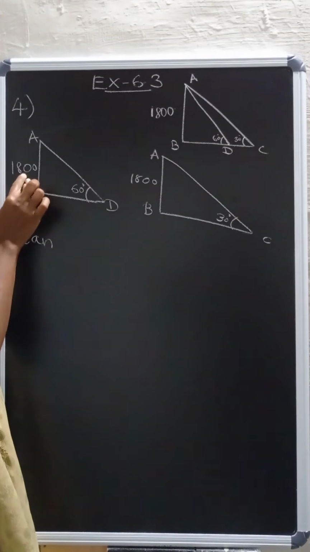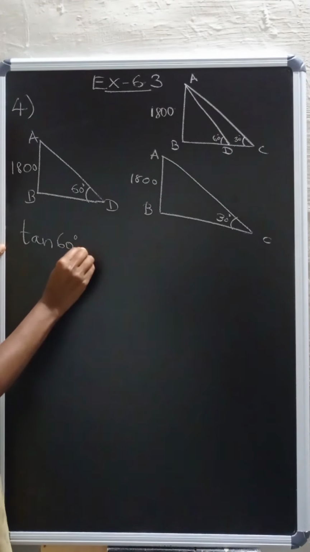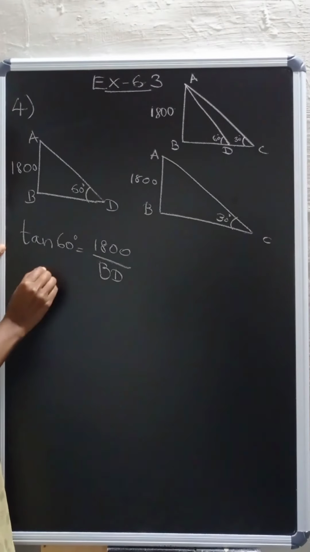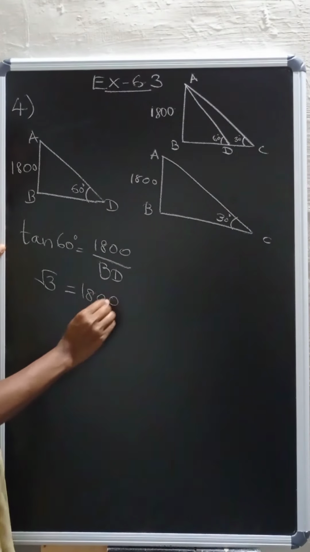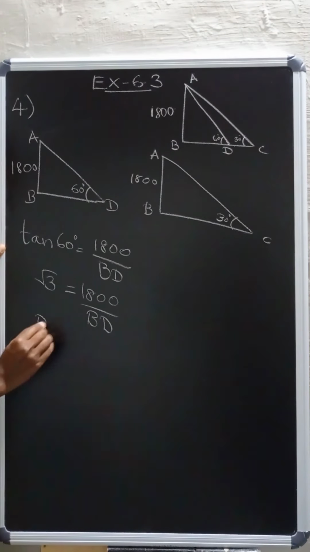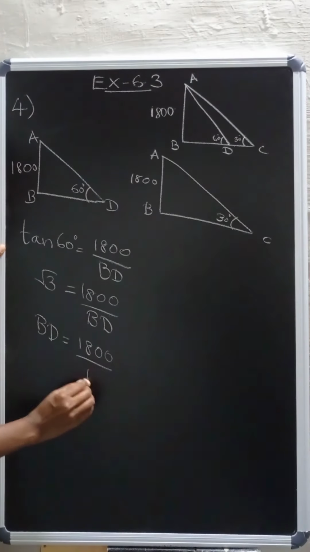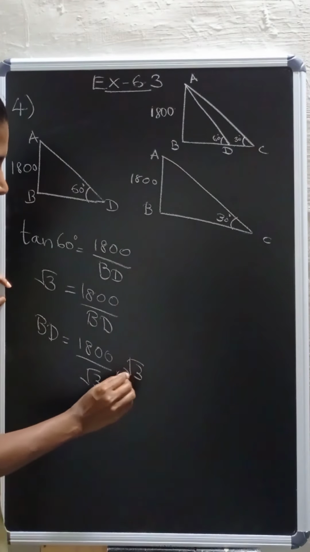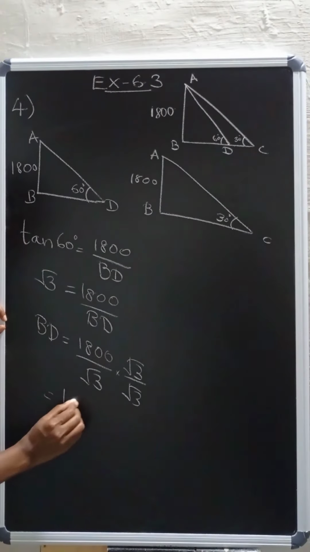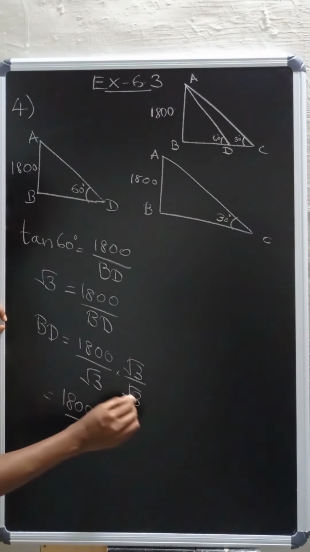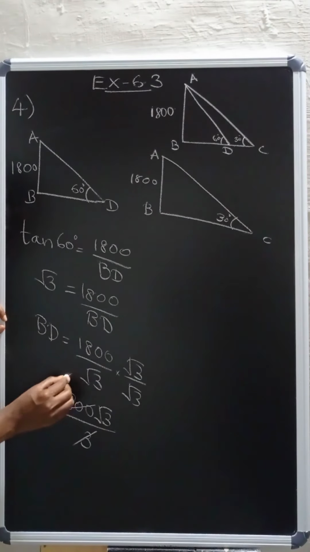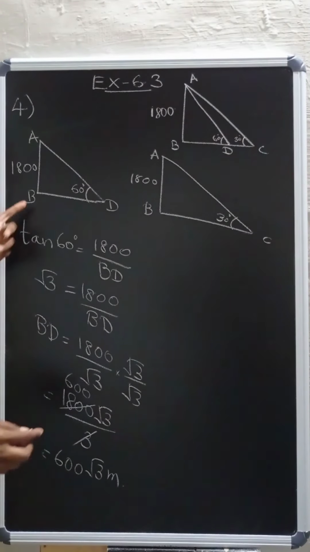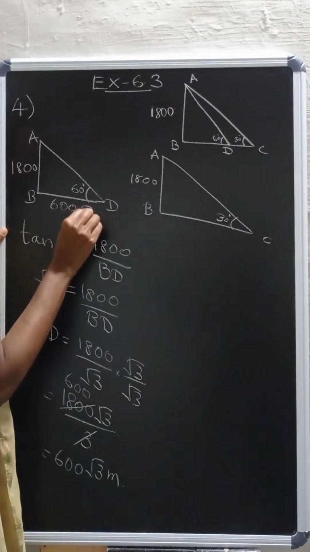Take tan theta because we have opposite and we need adjacent. So tan 60 degrees is equal to opposite by adjacent. Now tan 60 degree value is √3. Now BD is equal to 1800 divided by √3. Now since we have √3 in the denominator, we are going to multiply and divide by the conjugate. So we get 1800 √3 divided by √3 into √3 is 3. On cancelling, 3 6s are 18, 600. So we get 600 √3 meters. The value of BD is 600 √3.